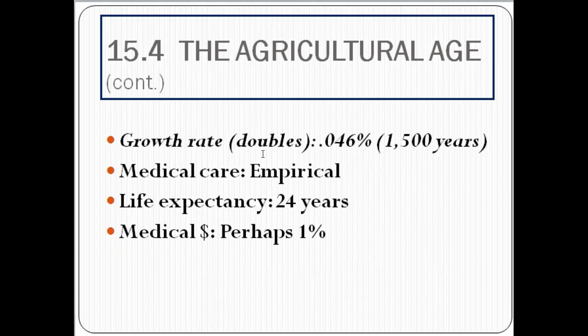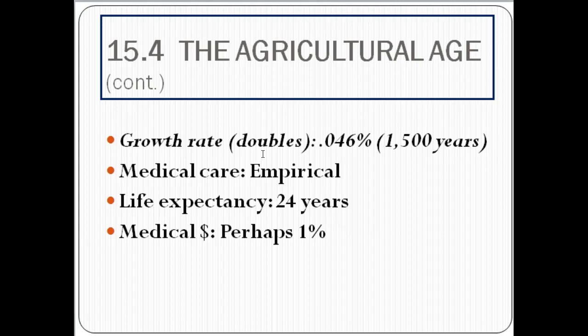Now, the growth rate was 0.046, so the population doubled once every 1,500 years. Keep in mind that is in contrast to the Stone Age, when the population doubled every 100,000 years. Medical care was empirical. It was trial and error. Life expectancy did actually go down during this period. There were a lot of wars, sickness, and epidemics, so a lot of people died in childbirth or in the younger years, and not many people lived as long because of the wars going on.